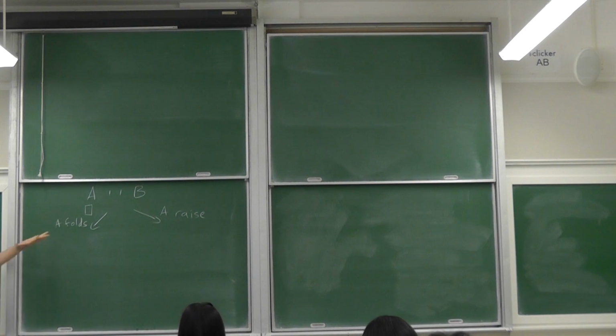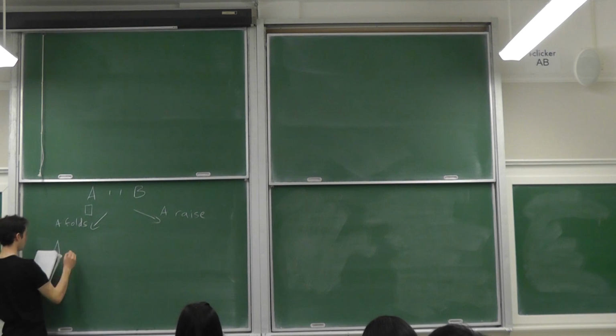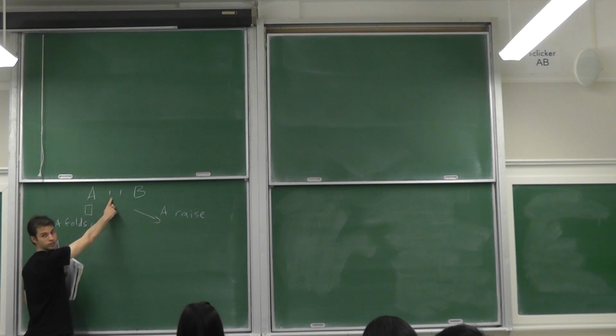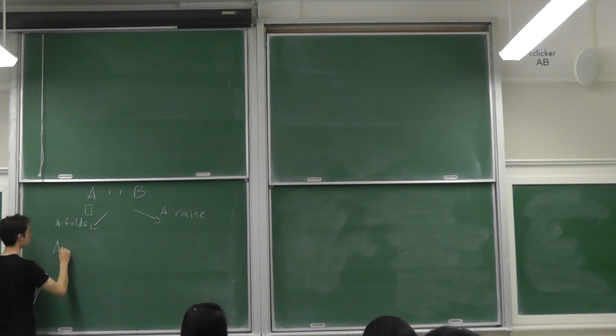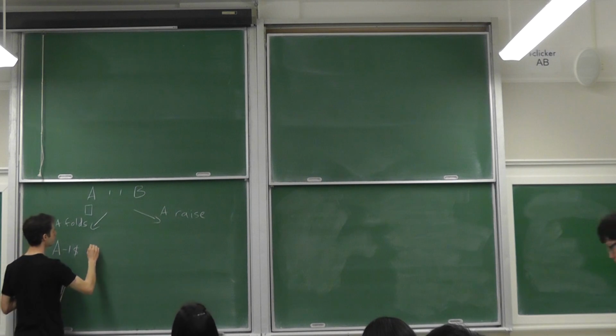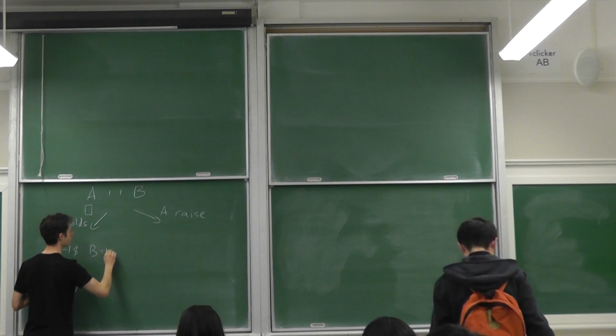So if she folds, then Ace will just give her $1 to Bob. So the payoff is minus $1. So for Bob, the payoff is plus 1.